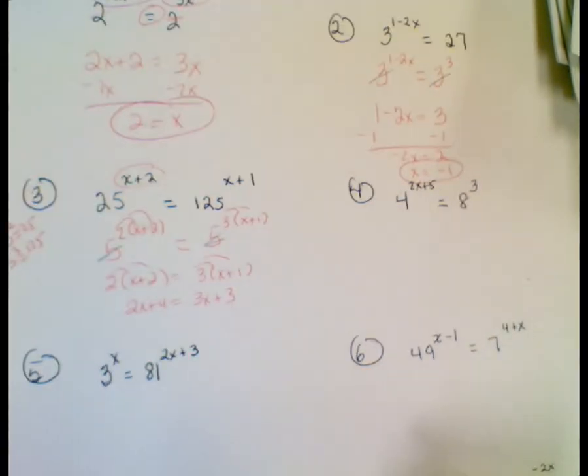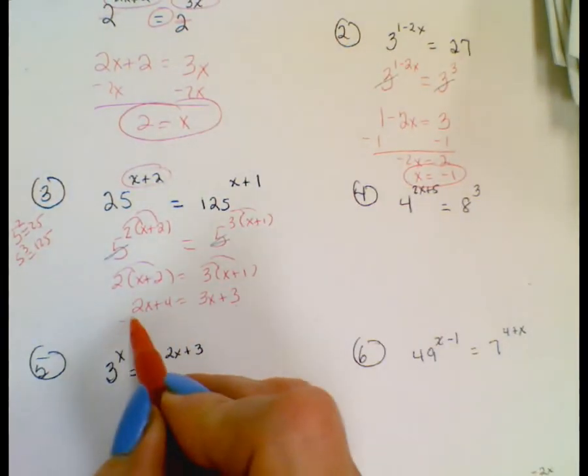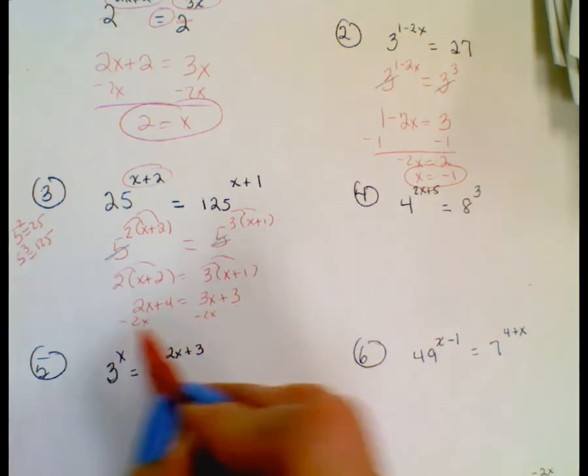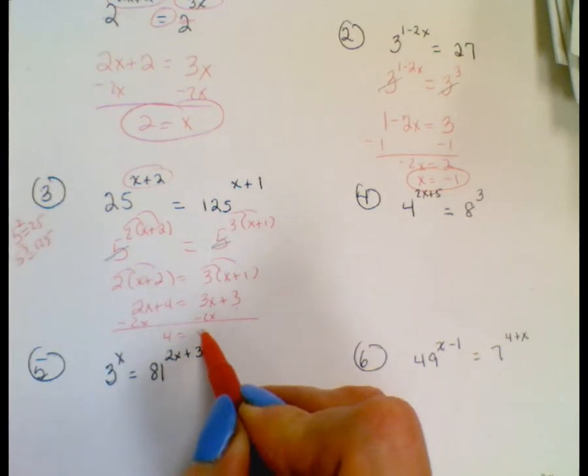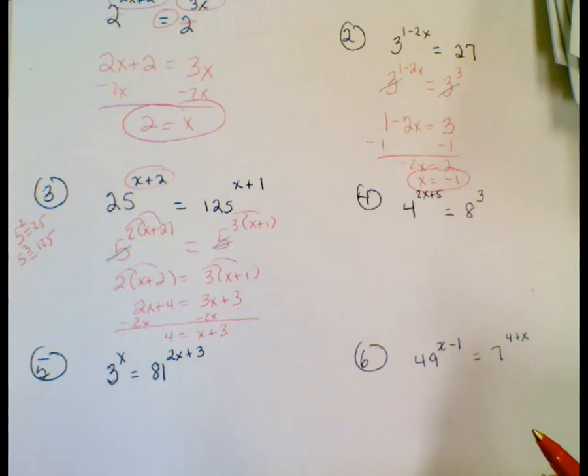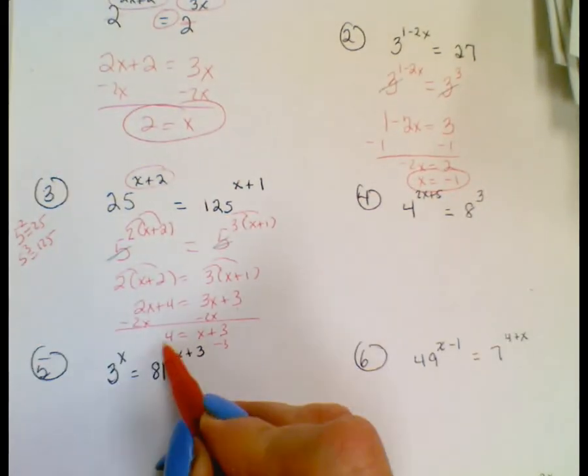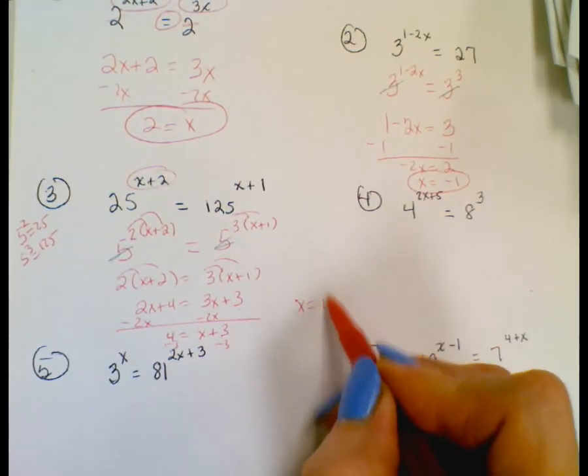Now to solve for x, you want to get the x on the same side, so I would get rid of the smaller x term first. So you have 4 equals x plus 3, and then subtract 3, and x is going to equal 1.